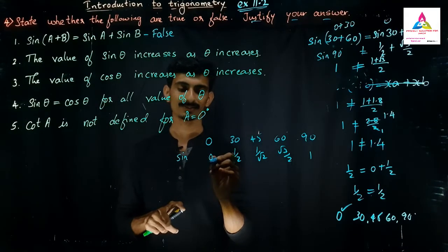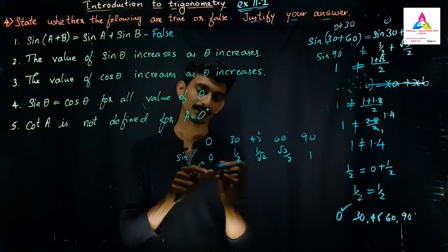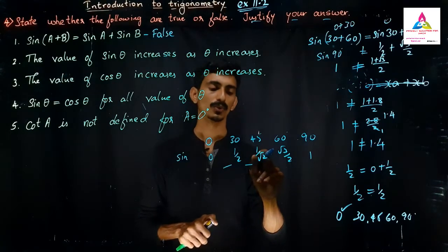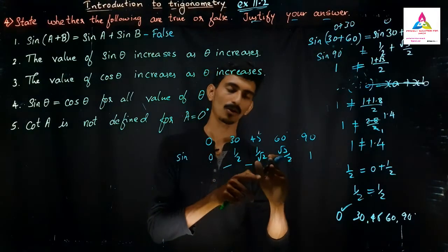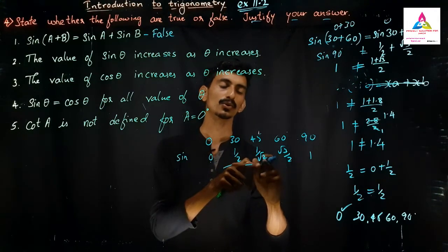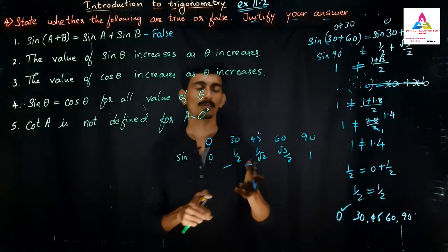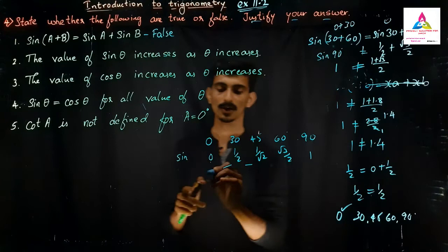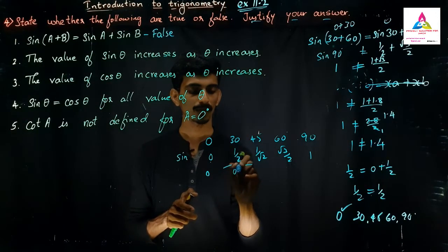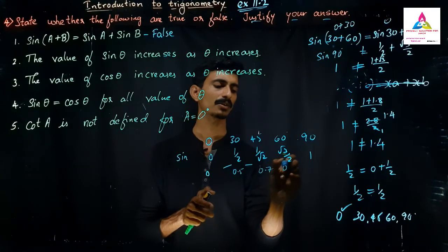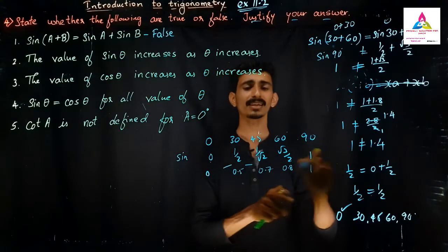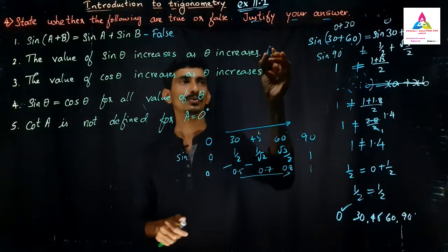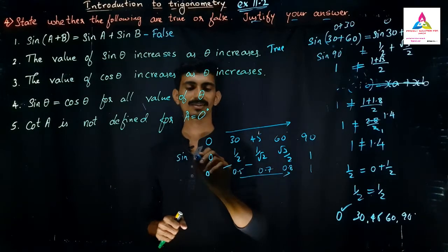We have 0, next is half, it is increasing over here, again it is increasing because it is moving on. So 1 divided by root 2 value is obviously more than half, because root 2 value is 1.4, so it will come 0.7, and root 3 by 2 means it will come 0.8. So here we have 0, 0.5, 0.7, 0.8, lastly 1. So it is increasing as the angles are increasing. Yes, it is true. We don't need verification, we can just write it on this example, that's all.